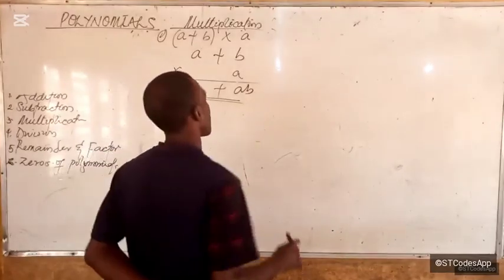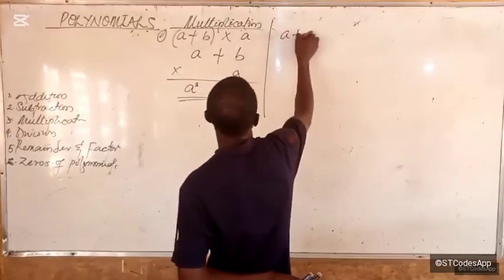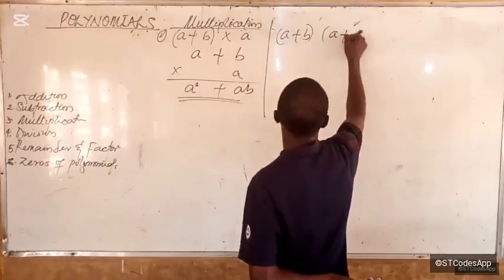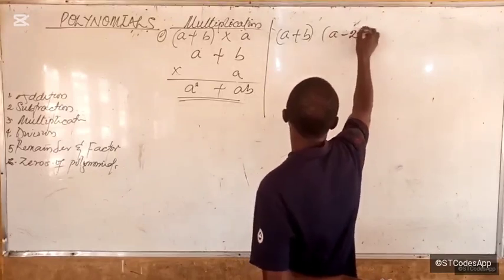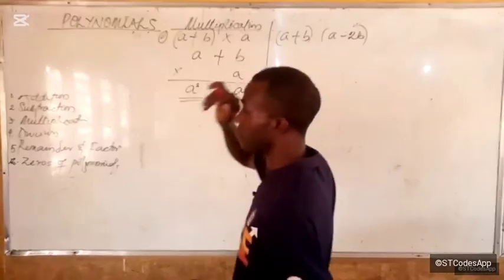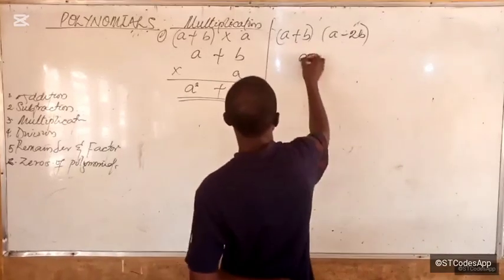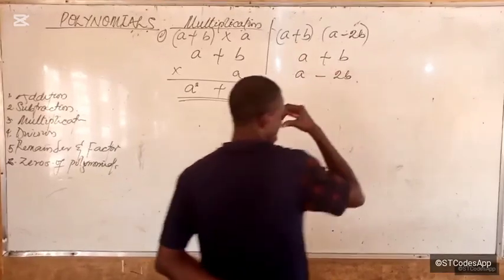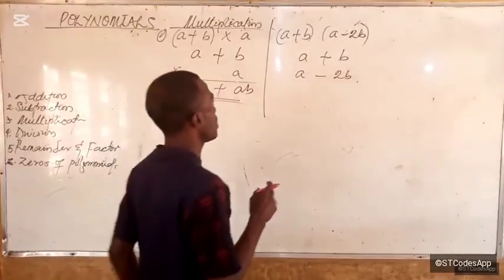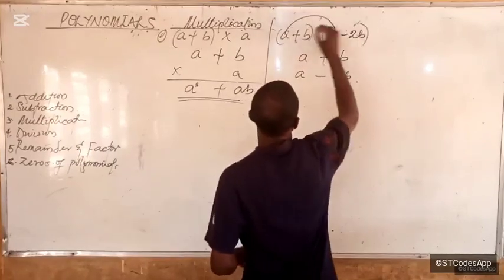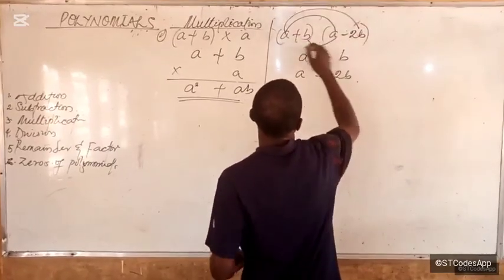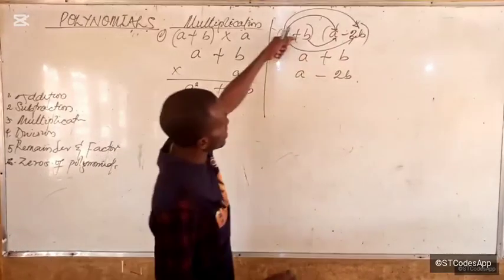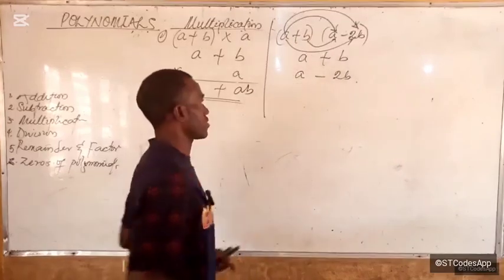As simple as that. Now, what if you're told to do a plus b times a minus 2b? In this case, I'm still going to express it like this: a plus b and a minus 2b. Keep in mind that this is just one method. Many of you have been taught the method of doing this and coming here. Now I'm doing this other method because of people who usually find it hard. Do you understand? All right.